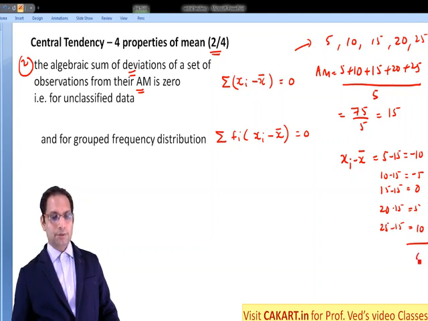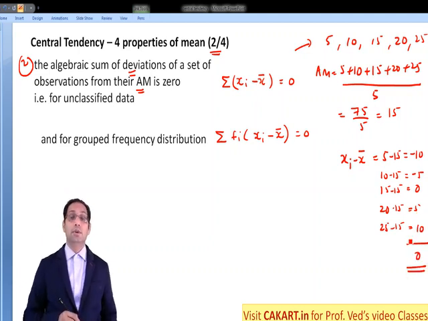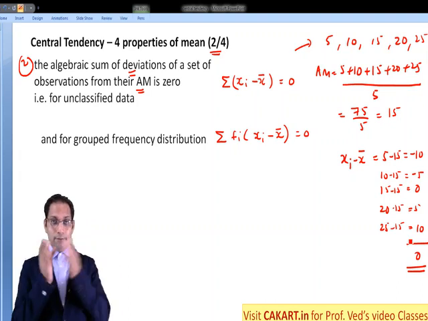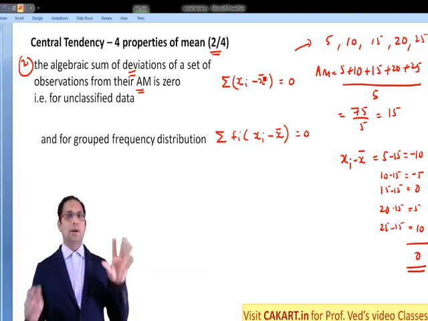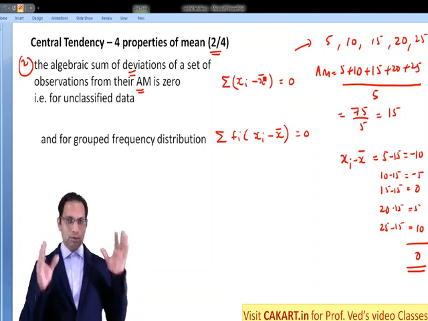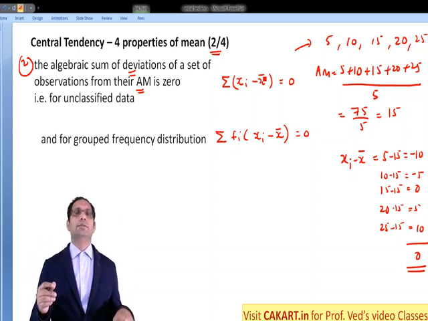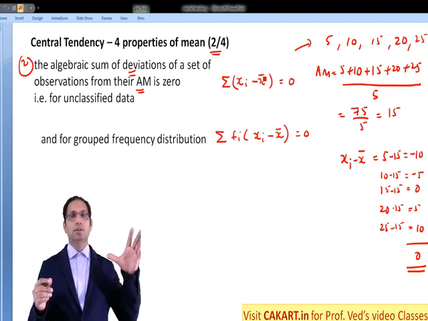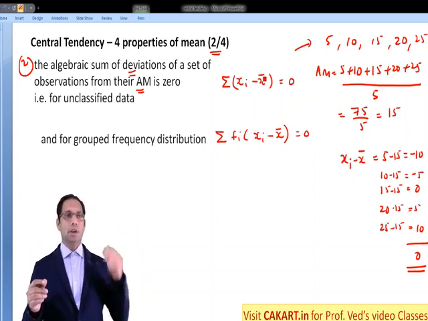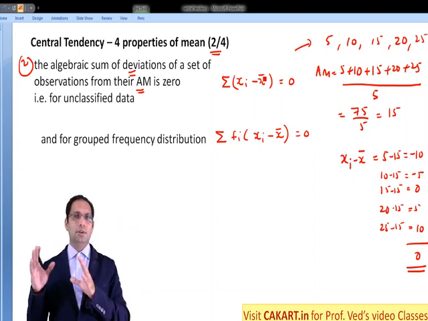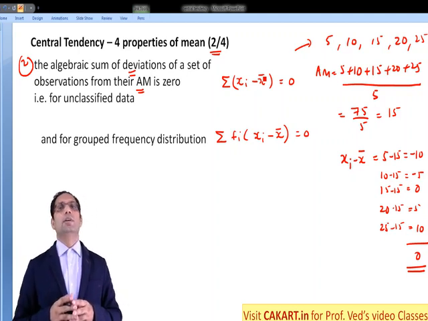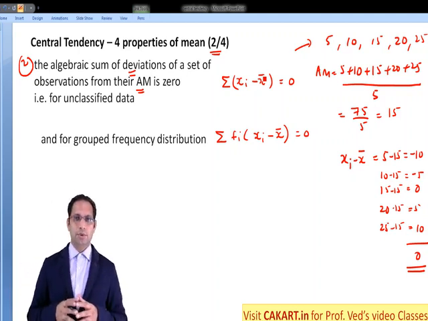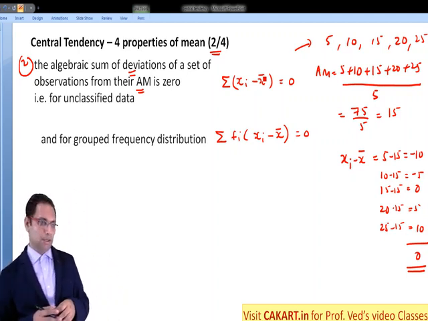If I add all of this, the answer is 0. So the deviations from average, okay? So deviation from average is how much? Xi minus average. Whatever is the number minus the average value. If I do that for all the numbers, some I will get minus, some I will get plus. When we add all of those deviations, the total result will be 0. That is the second property of arithmetic mean.